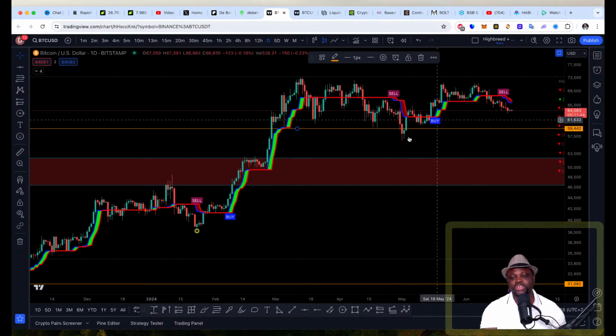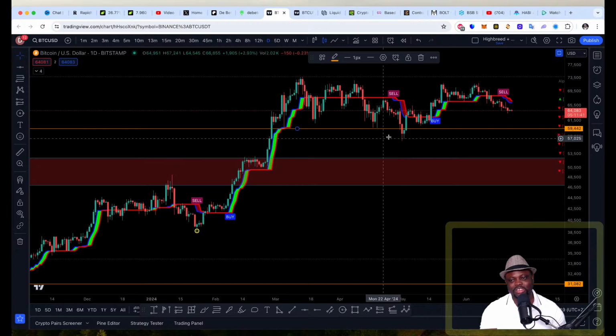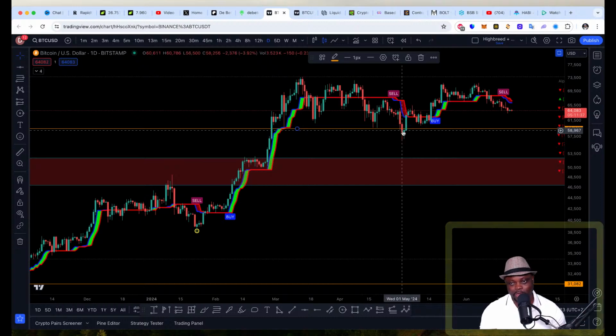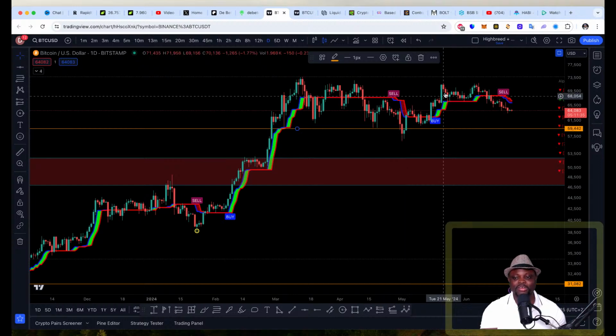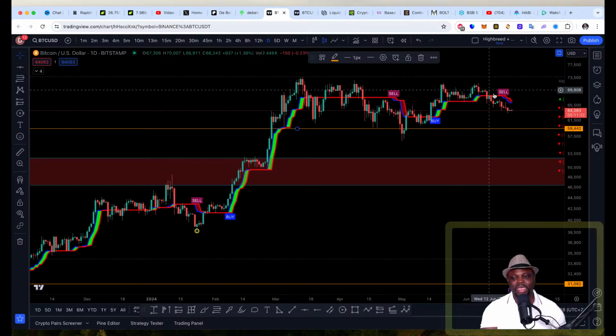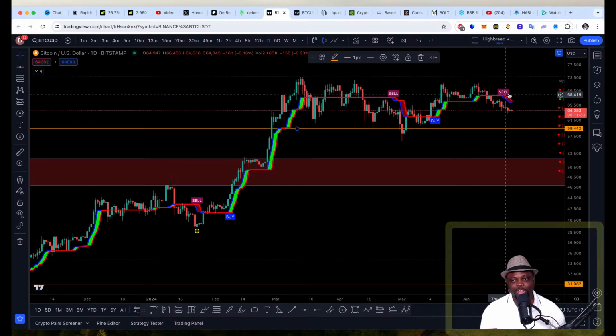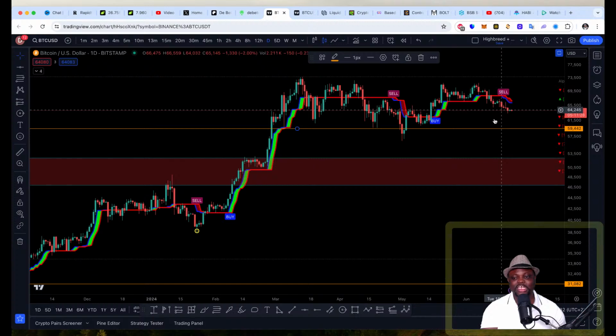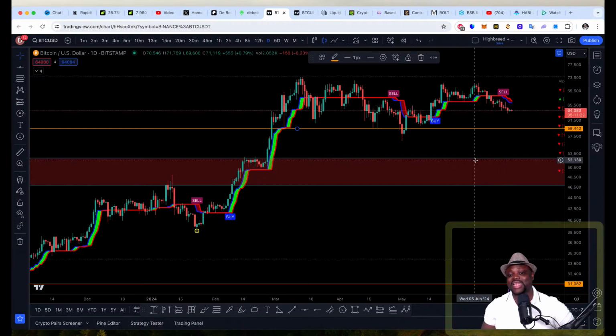But of course, price did break this zone, which is a bad sign for Bitcoin, and the movement didn't go on to break and make higher highs. So now the Alpha Trend has put a sell signal, so I'm expecting price to go lower. I think $52,000 is where price is going for Bitcoin.